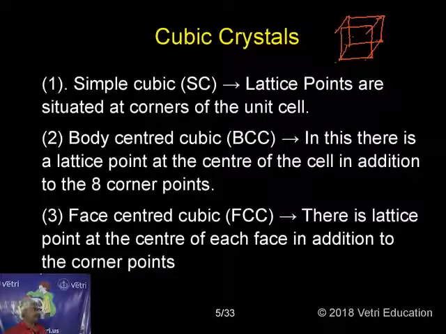Similarly, FCC, face centered cubic, there is a lattice point at the center of each face. So here 1, 2, 3, 4 faces. In each face, there is an additional atom in addition to the corner points. These are all the three types of cubic.